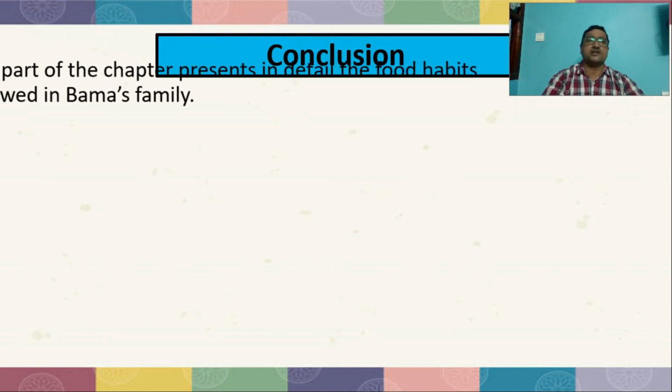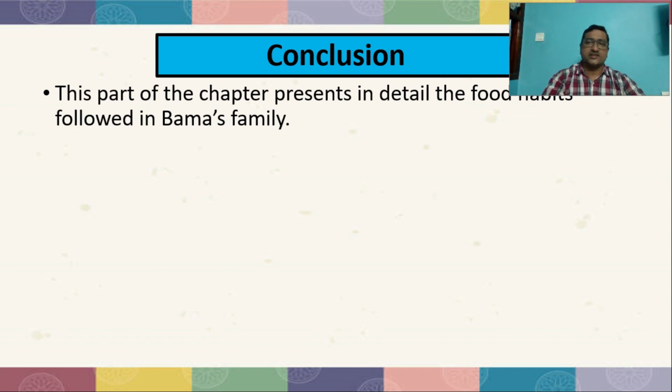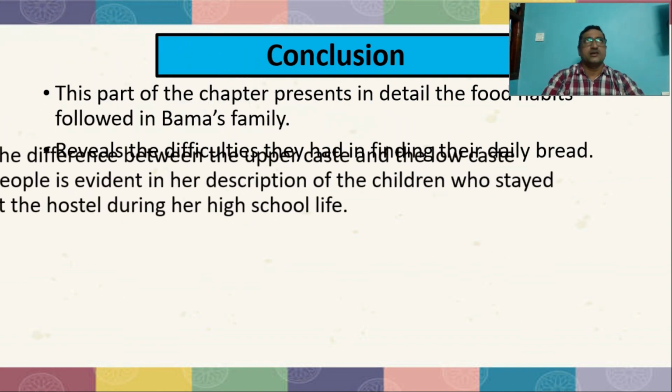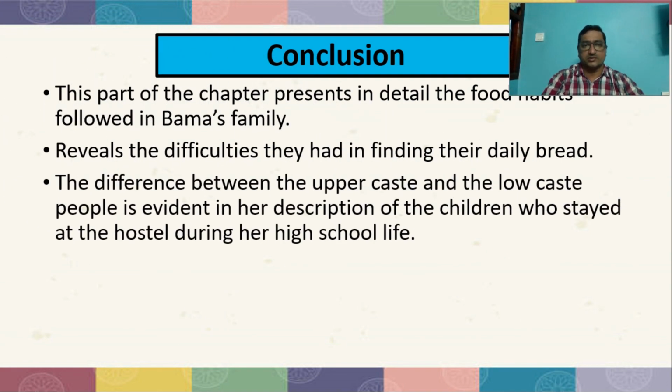Thus, we see in this part of the chapter, she presents the details regarding the food habits followed by Bama's family. Along with that, we see the shift her life underwent from family life to hostel life during the 8th standard. It reveals how she had difficulties at the hostel. We also see the difficulties she had in finding her daily bread, right? The differences between the upper caste and the lower caste that she witnessed are evident in the description of the children who stayed at the hostel during her high school life.